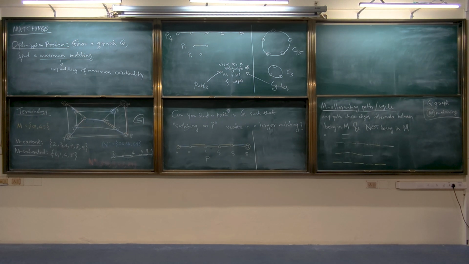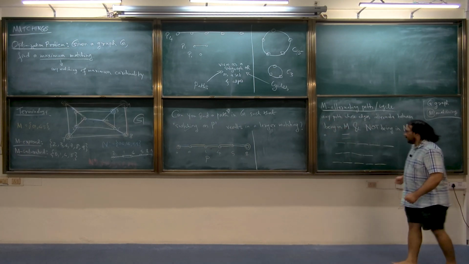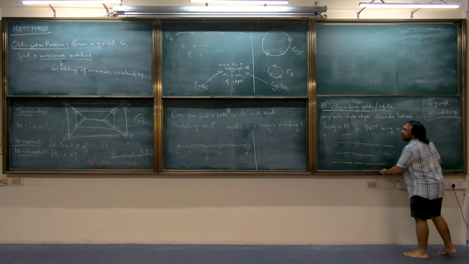What are the additional conditions? Yes, go ahead. The two outside vertices have to be exposed with respect to the matching. Yeah, good. Thank you. And you are? Sriram. Thank you. Is it your first lecture? Yeah. Okay.